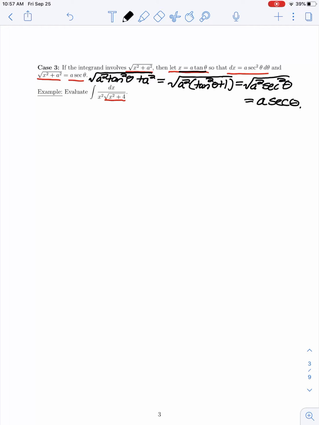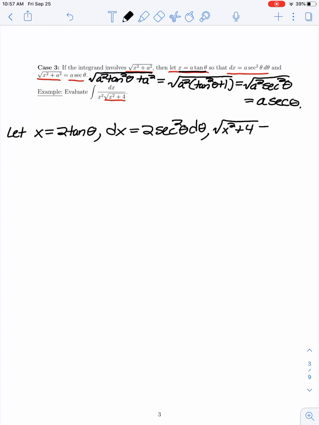Now again, all of these involve composite functions, so we could try a u substitution from the beginning, but we'll find pretty quickly that it will not work. So if we instead make this trig substitution, we would take x to be 2 times tangent theta, in which case dx is 2 secant squared theta d theta, and the square root of x squared plus 4 is 2 secant theta.